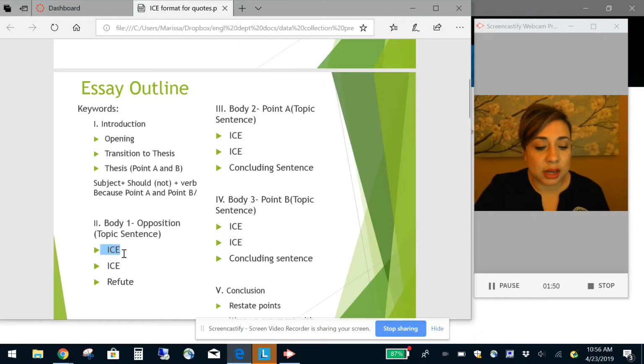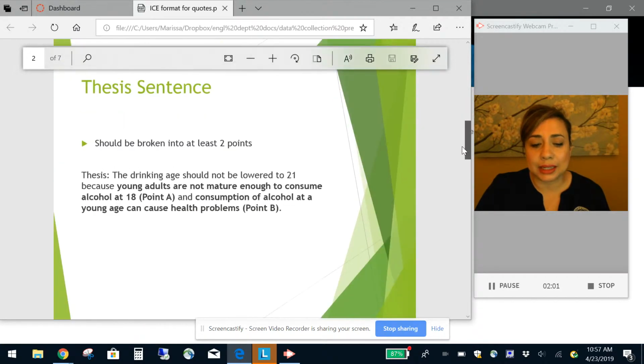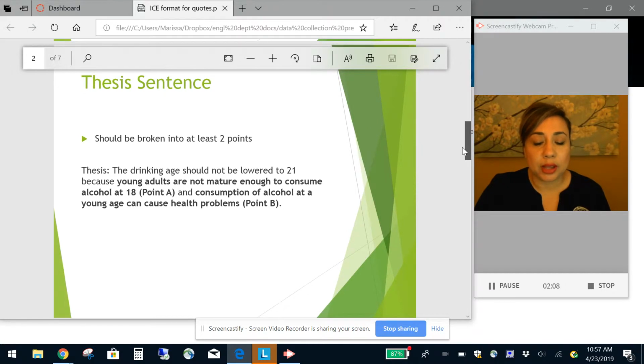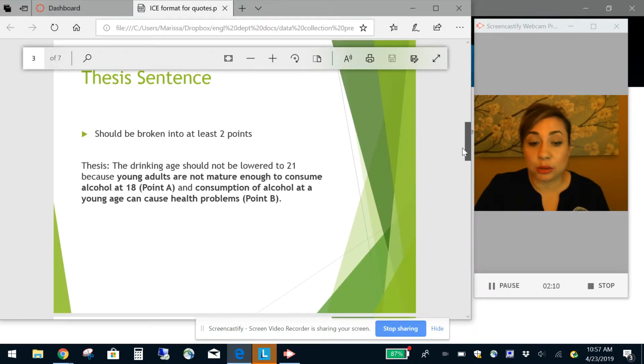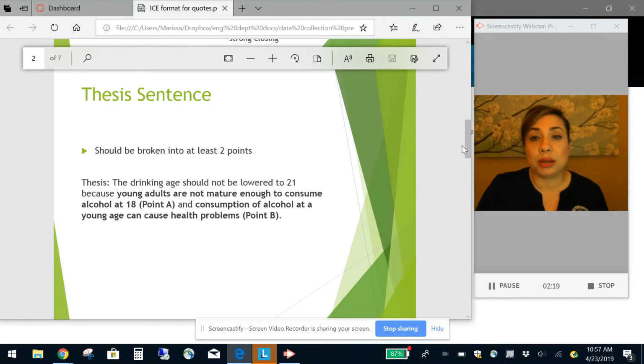Now, as you notice in each of these paragraphs, we have these examples that are referred to as ICE. And so the purpose of this video is to go a little bit more into detail on what exactly is ICE, okay? So again, we broke our thesis into 2 points. So for example, the drinking age should not be lowered to 21 because young adults are not mature enough to consume alcohol at 18, and consumption of alcohol at a young age can cause health problems. Those are the 2 main points that we're going to write about in this essay, okay?